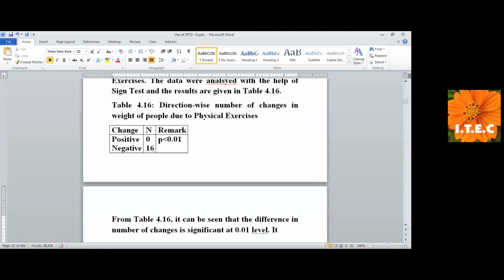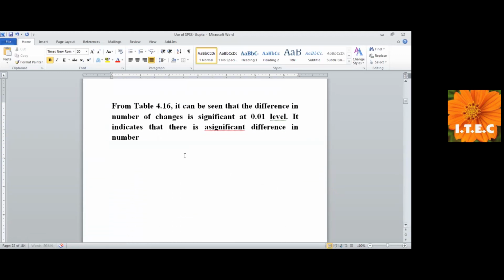So it indicates that the number of positive changes, it indicates that there is a significant difference in number of positive and negative changes in weight of people.